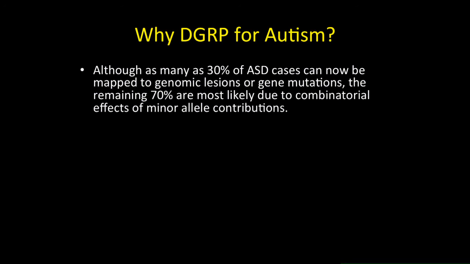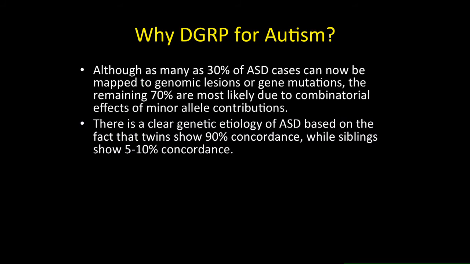Although 30% of ASD cases can be mapped to genomic lesions or mutations, about 70% of cases, what we call idiopathic autism cases, are probably due to combinatorial effects and maybe environmental effects as well. There's a clear genetic etiology, however, because classic twin studies show that 90% of these individuals are concordant for the phenotype, but for siblings it's only about 5 to 10%. So it's not one gene that they have to inherit, but many genes to have this phenotype in common.